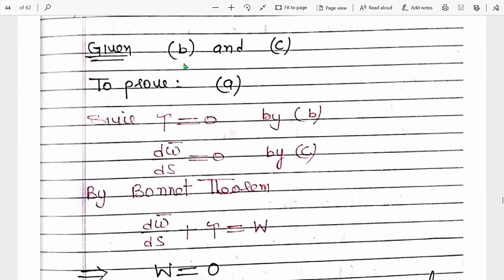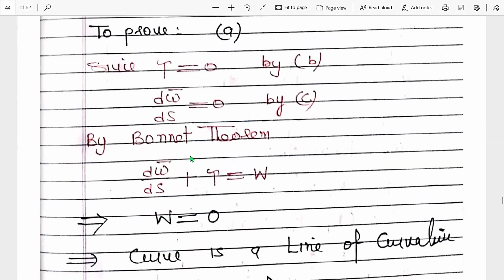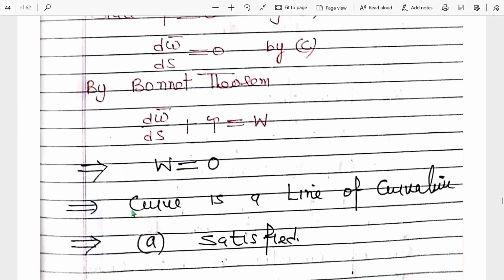Now the given parts are B and C. B means tau is equal to 0, and C means w bar is constant, so dw bar/ds equal to 0. By Bonnet theorem, this equation is satisfied. In this equation, this term is 0 and this term is 0, so it means capital W is 0. So property A is satisfied, which means the curve is a line of curvature.